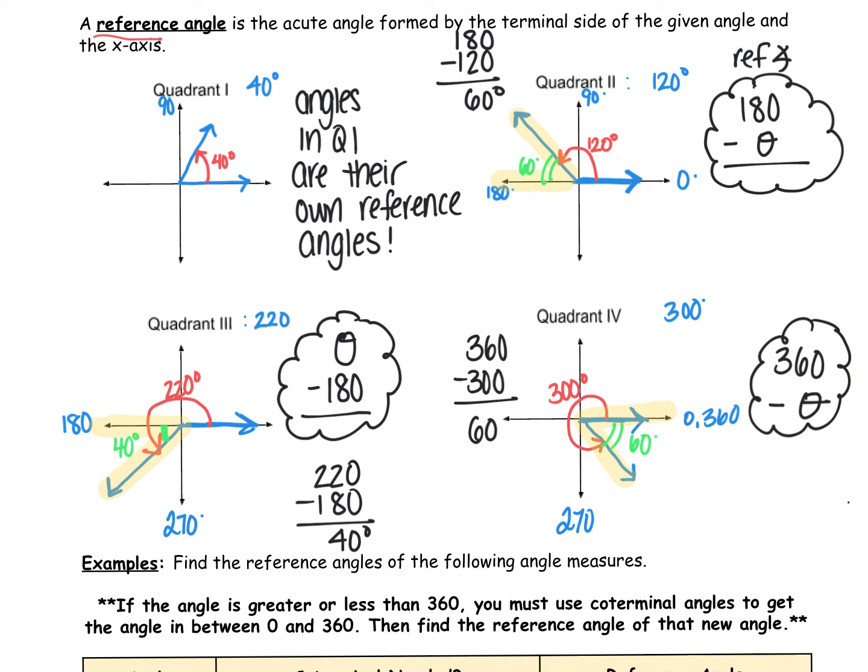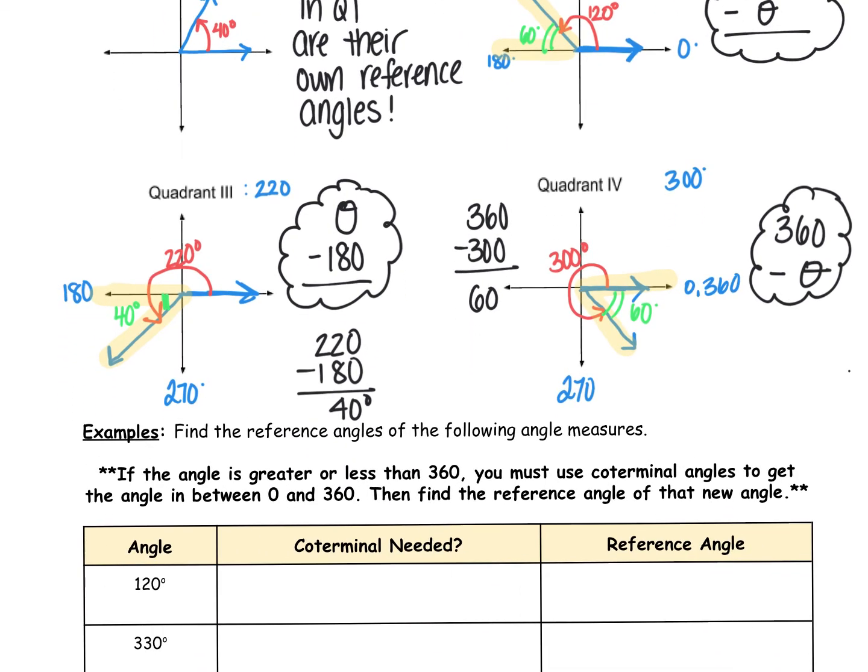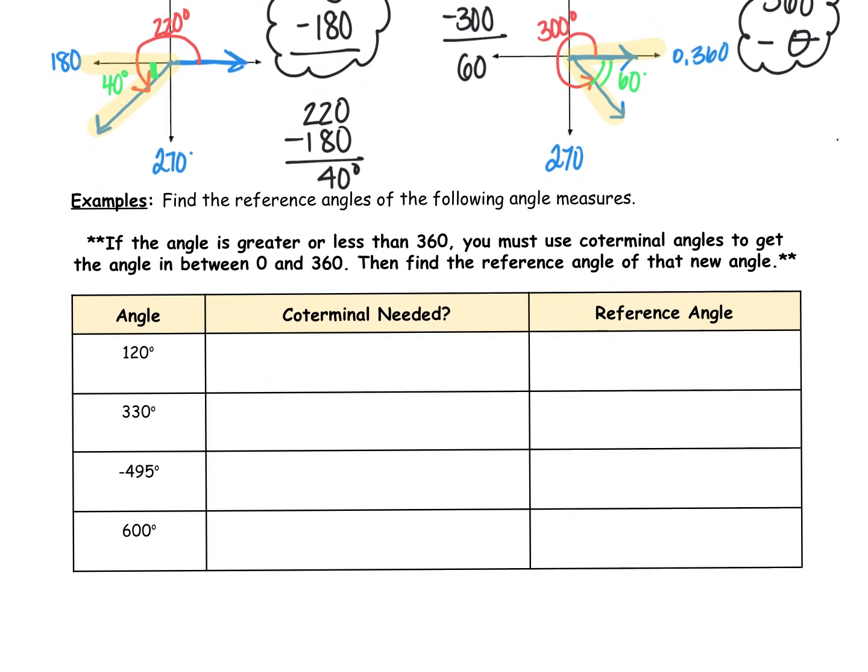So these are the 4 rules to find reference angles depending on what quadrant you're in. So let's look at a couple of examples. There's something special to note though. It says if the angle is greater or less than 360. Really what it should say is, if the angle is greater than 360 or less than negative 360, you must use coterminal angles first, then you can find the reference angle. So we'll talk about that when we get to it.